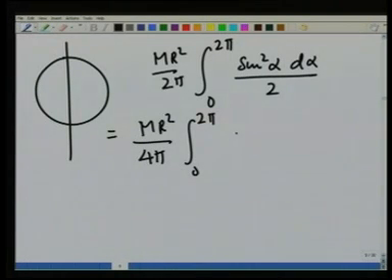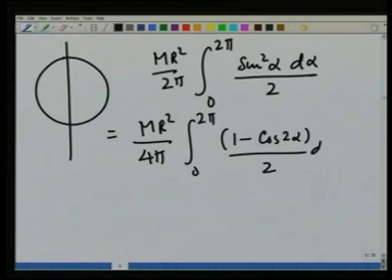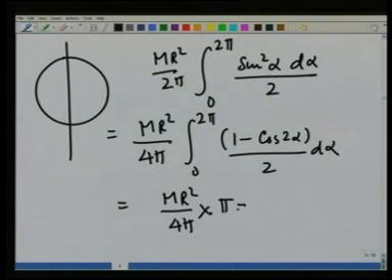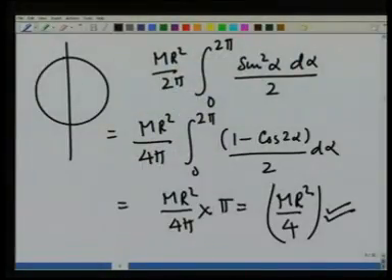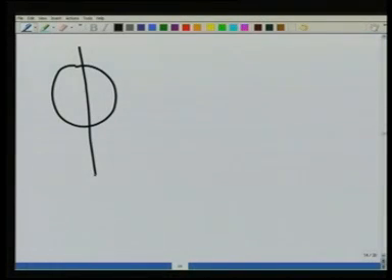2 pi sin square alpha, which can be written as 1 minus cosine 2 alpha over 2, d alpha, and this you can see right away is nothing but m r square over 4 pi times pi, which is m r square by 4. A result again you are well familiar with. So, for a disk about its diameter, the moment of inertia is m r square by 4. As last example, let us do a sphere about one of its diameters.